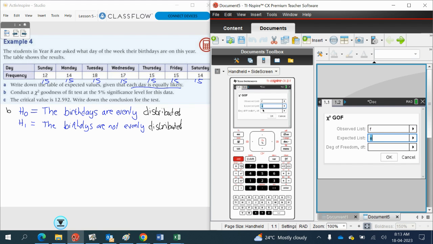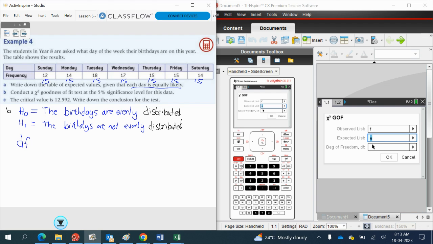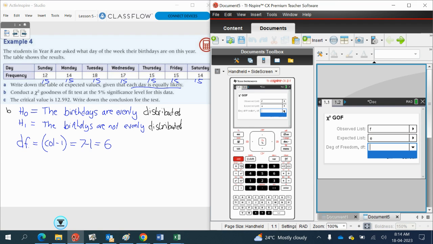We also need to calculate the degrees of freedom. So the degrees of freedom in this case is the number of rows or columns minus 1. In this case we have 7 columns, so 7 minus 1, we got 6 degrees of freedom. We have 6 degrees of freedom on this one.